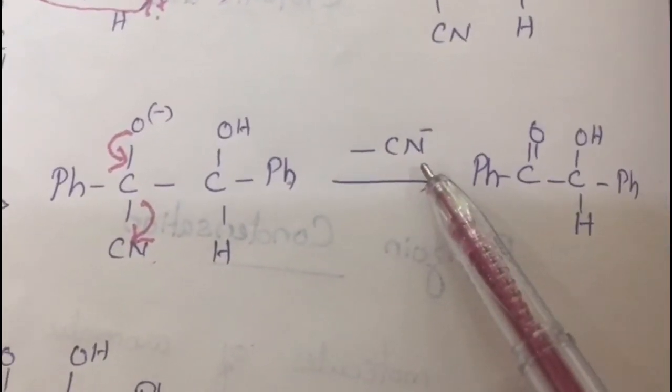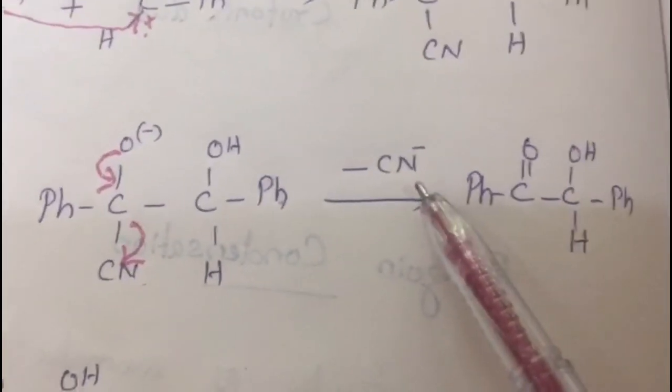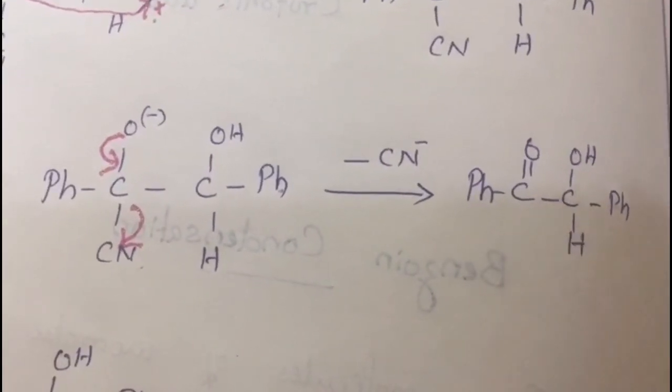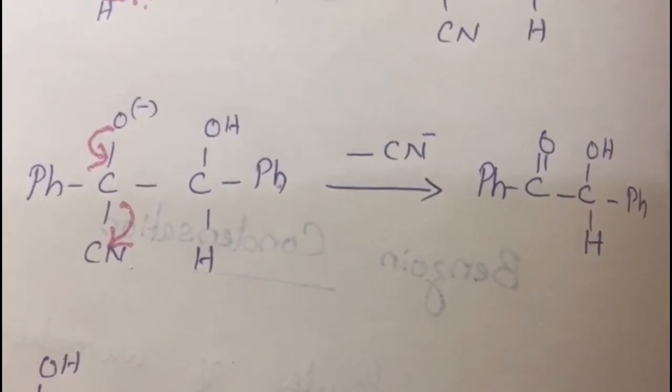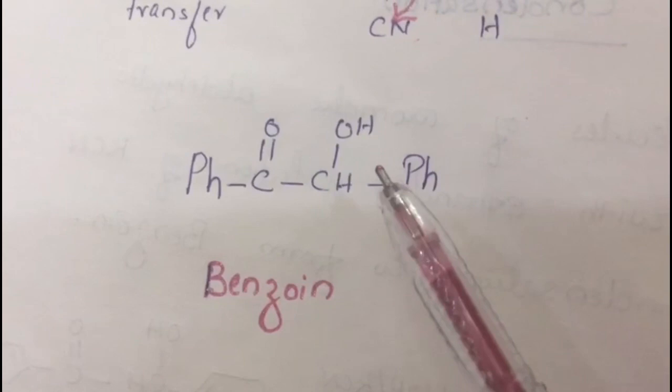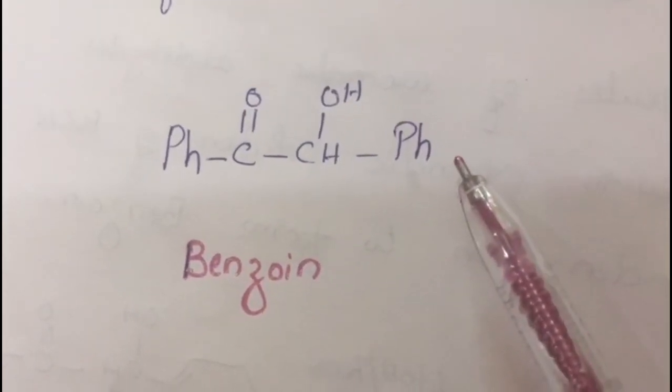That is why we call it a catalyst, because CN minus entered the reaction in the first step and in the last step CN leaves as CN minus from the reaction mixture. And the product formed is Ph, CO, CH, OH, Ph. This product is known as benzoin.